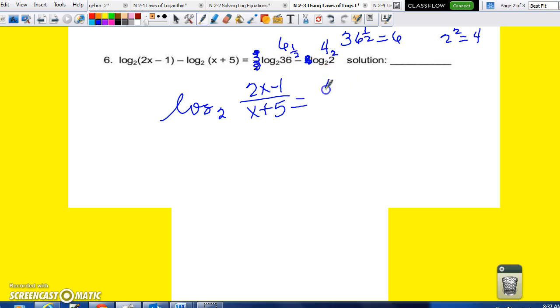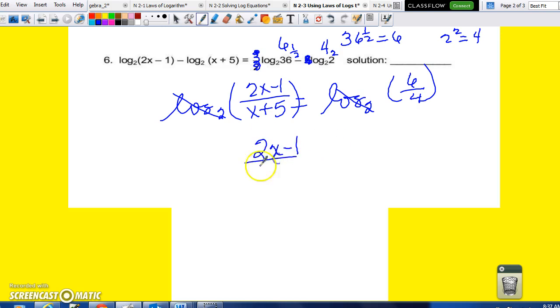So I've got to divide 6 by 4. I'm going to go ahead and write my log, log base 2, 6 divided by 4. So now I'm going to cancel my log and set those equal to each other. So now I have 2x minus 1 over x plus 5 equals 6 over 4.